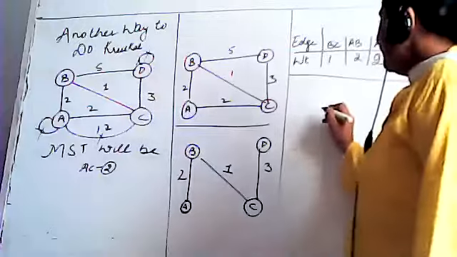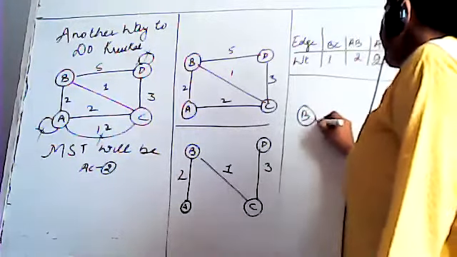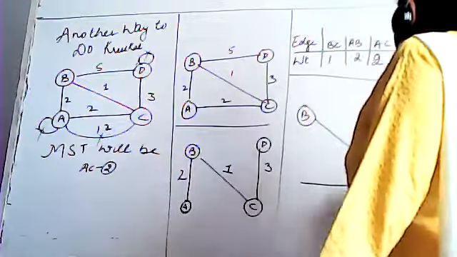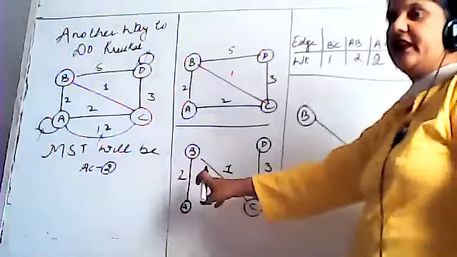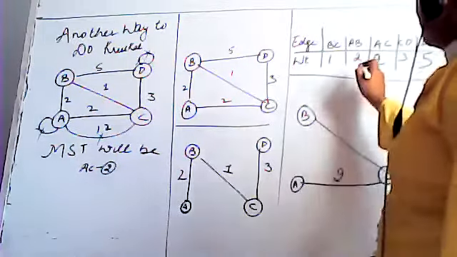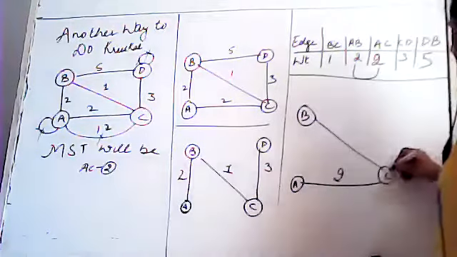Another variation, B to C. You can consider any one of these edges. Here we have considered A to B. Now we are considering A to C. See, they were both having the same weight. You can consider either of the edges.